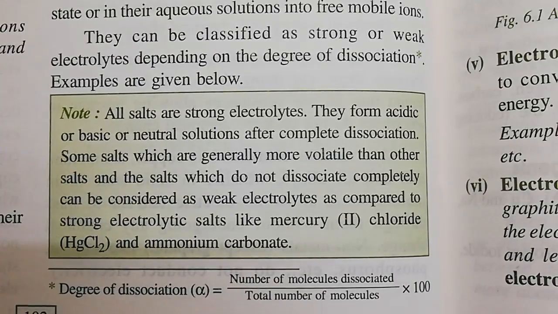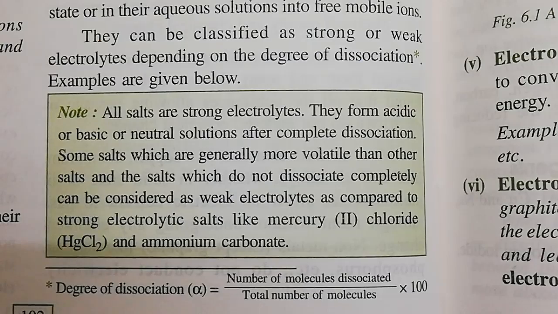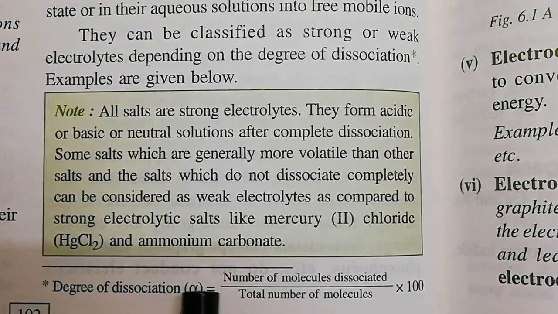And what does it mean? The number of molecules dissociated to the total number of molecules, multiplied by 100. Taking one example, I can make it clear what degree of dissociation is all about, and it is expressed in terms of alpha.